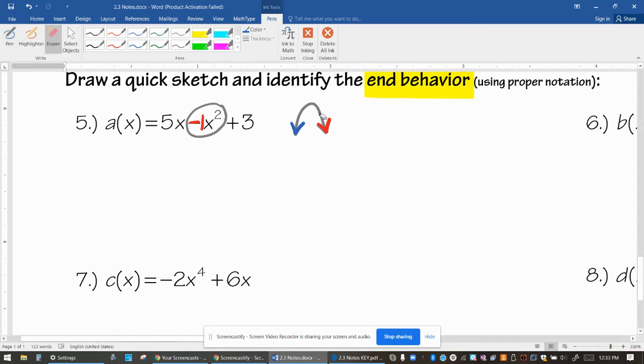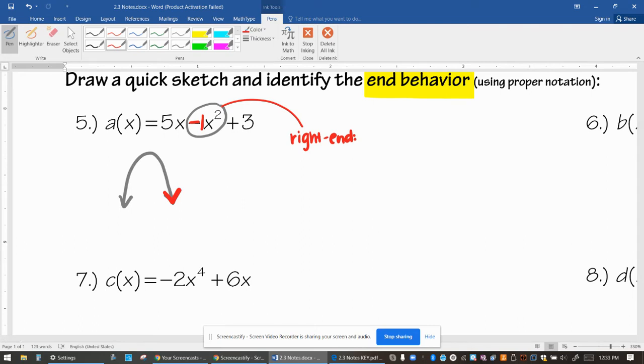So I'm going to go ahead and draw that sketch over here. Okay, now the leading coefficient affects the right end behavior. If the leading coefficient is negative, then the right side of your graph is going to be falling. So how do we tell that as an answer?